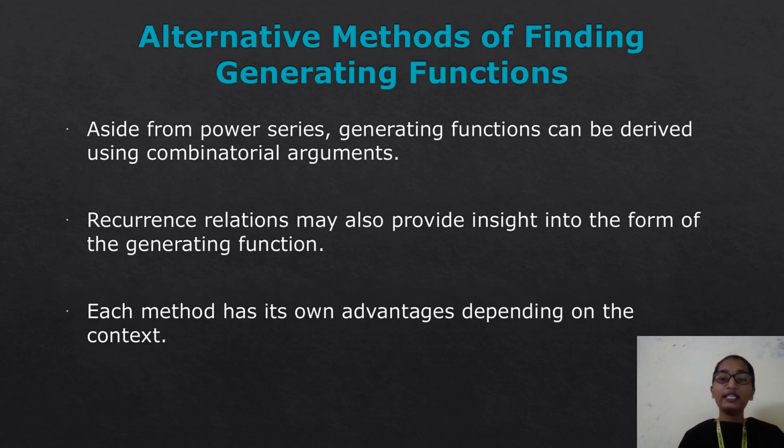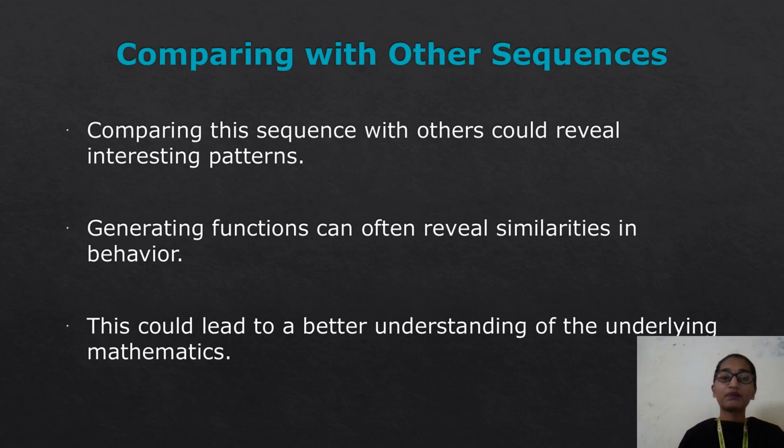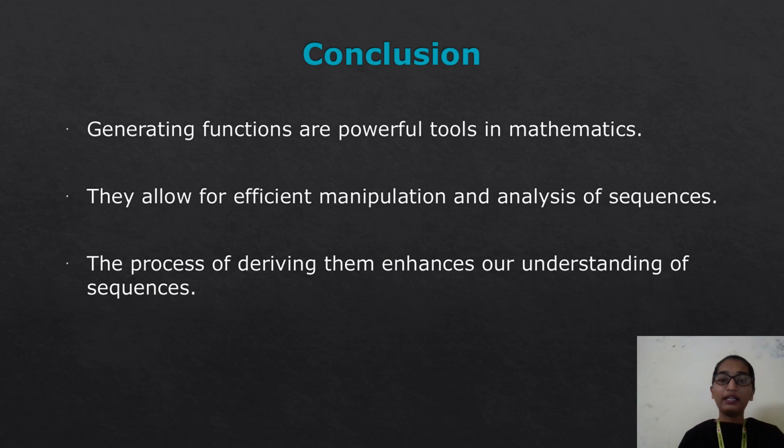Alternative methods of finding generating functions. Aside from power series, generating functions can be derived using combinatorial arguments. Recurrence relations may also provide insight into the form of the generating function. Each method has its own advantages depending on the context. Comparing with other sequences. Comparing these sequences with others could really reveal interesting patterns. Generating functions can often reveal similarities in behavior. This could lead to a better understanding of the underlying mathematics.